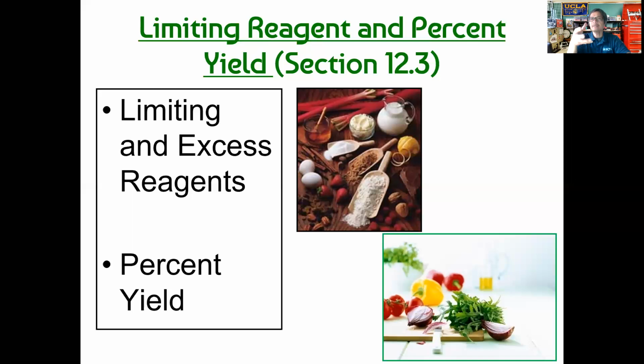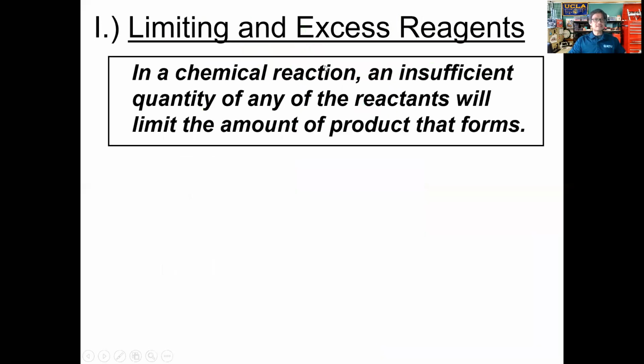Then we want to obtain what's called the percent yield. This percent yield, at the end of the process, will allow us to determine how well we did our work, or how good the recipe is at predicting how much product we're going to get. So there are two calculations, two numbers that we will obtain, that will allow us to determine how effectively we've done our work. Let's talk about what this limiting reagent is.